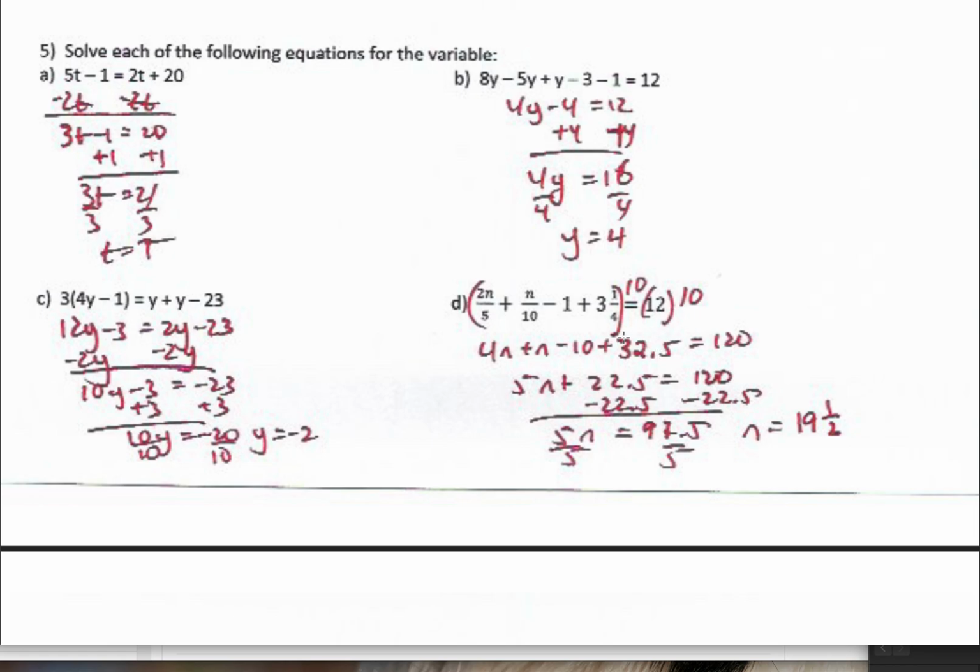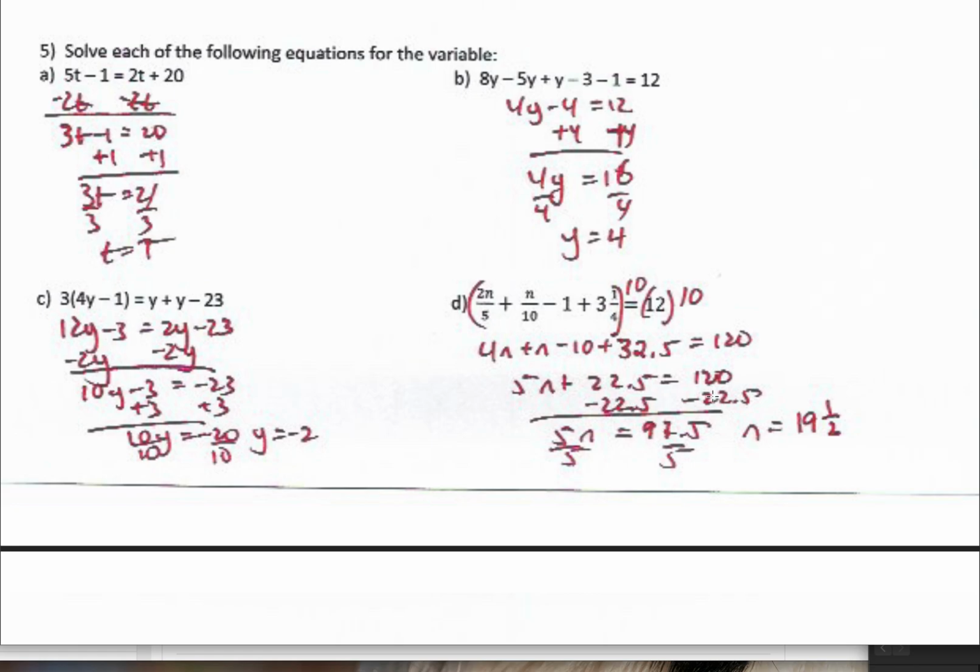So if I would have used 20, I wouldn't have a decimal here. The fact that I used 10 gave me a decimal, but it worked out okay. So I made a little bit of a mistake, but as long as I get rid of the variable denominators, it still works out. 4n plus n is 5n, and then negative 10 and 32.5 is 22.5, equals 120.